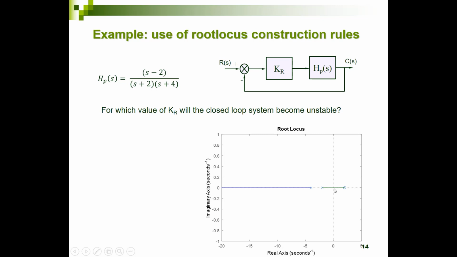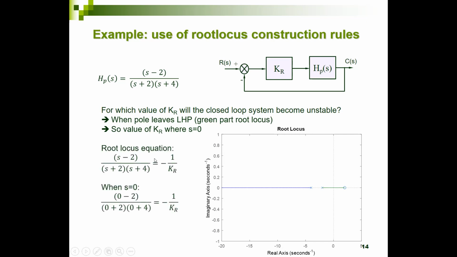What will be interesting is that we can calculate the value of Kr at which the complete system will become unstable. So we are going to define the root locus equation again, and fill in that value of s for which the system will become unstable, which in this case is s is 0. This is my root locus equation: (s minus 2) divided by (s plus 2) times (s plus 4) equals minus 1 over Kr. And for s is 0, the corresponding Kr indicates the value of Kr at which the system will become unstable.